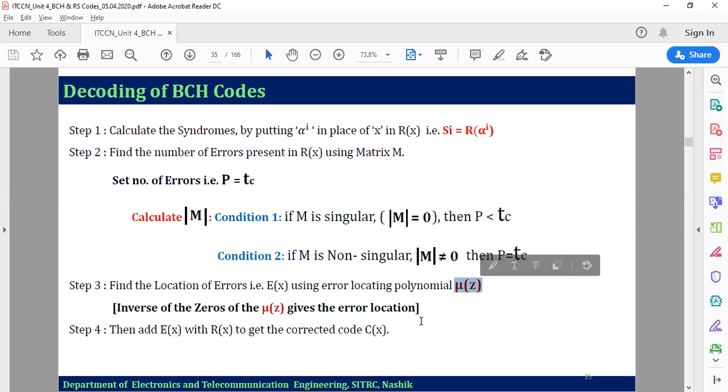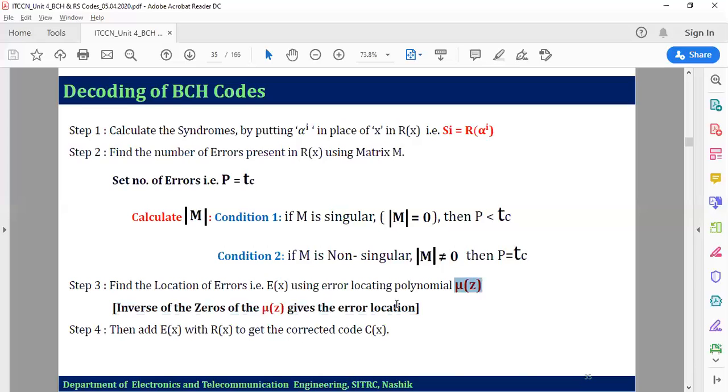So what is mu z? I will tell you later. But remember this thing, this is very important: the inverse of the zeros of mu z gives the error locations. Once you find mu z, then find the zeros of mu z. And once you have found the zeros of mu z, take the inverse of those zeros, which will give you the error location. This is also an important step to finding the error polynomial.